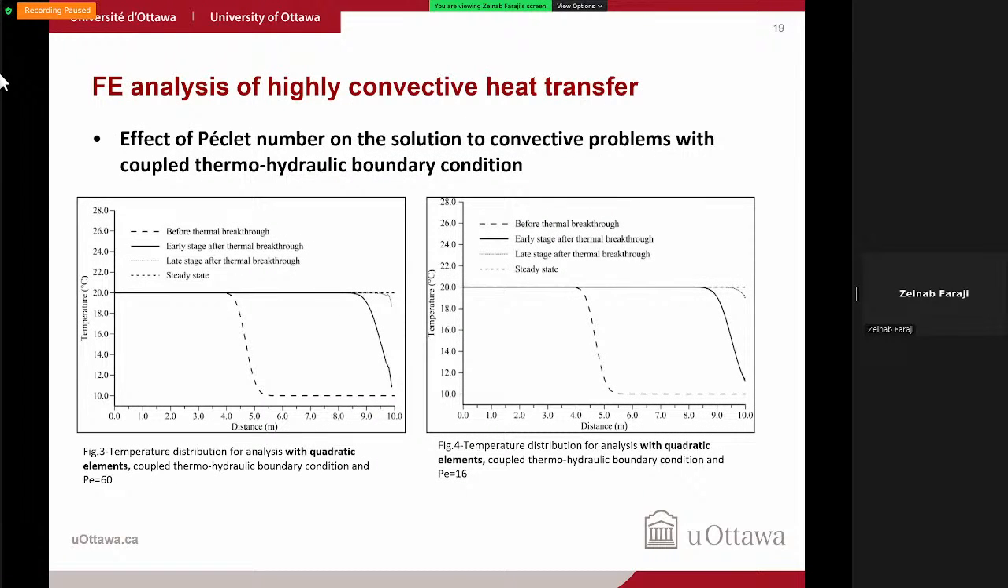Here we can see the impacts of the quadratic elements. As with the previous ones, the left one is for the coarse mesh and the right one is for the fine mesh, but the difference is just the element type, which in this case is quadratic elements. So they clearly have a much better ability to solve highly convective heat transfer problems with a much smaller numerical oscillation.